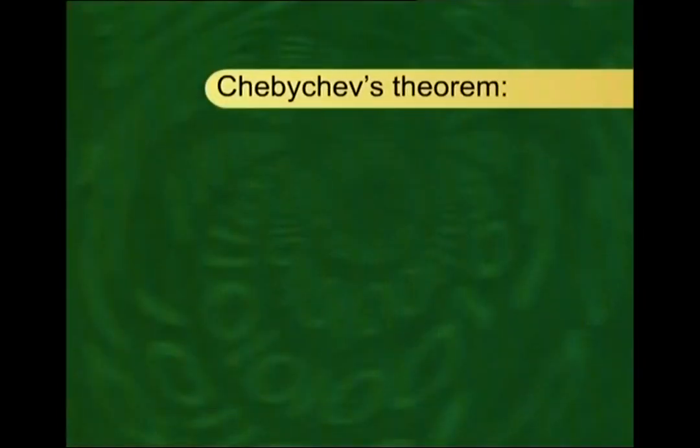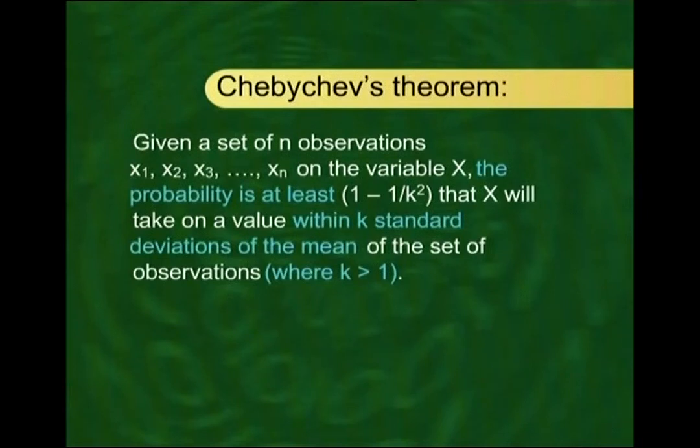Lekin main ek dafa phir repeat karungi ke un data sets mein jahan pe approximate symmetry aapko nahi mil rahi, Chebyshev's inequality is a useful tool to establish the proportions of our data set that lie in specified intervals. Let us define this one more time. As you now see on the screen, the Chebyshev's theorem states that given a set of n observations, x1, x2, so on up to xn, on the variable x, the probability is at least 1 minus 1 over k square that x will take on a value within k standard deviations of the mean of the set of observations where k is greater than 1.